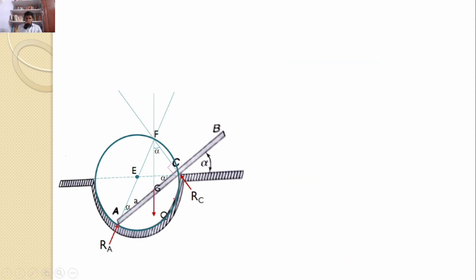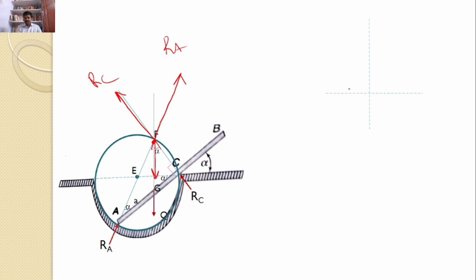Our interest is also to find the reactions. Now, let us consider the free body diagram at F. How many forces are acting at F? The self-weight Q is acting downwards. So this is the direction of RA. This is the direction of RC. All three forces are meeting at this point.